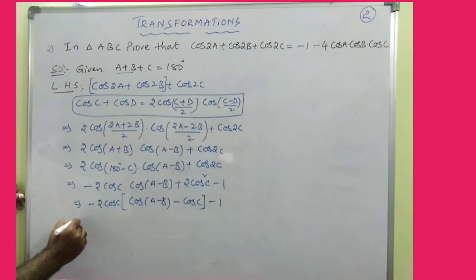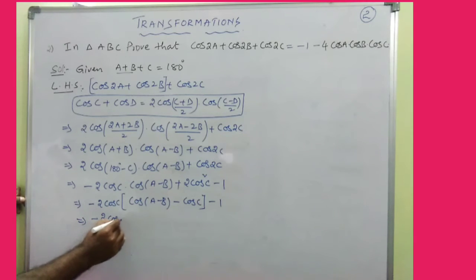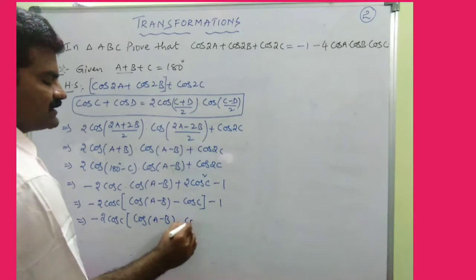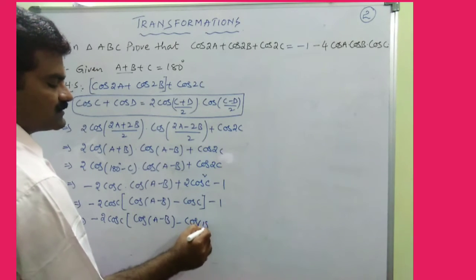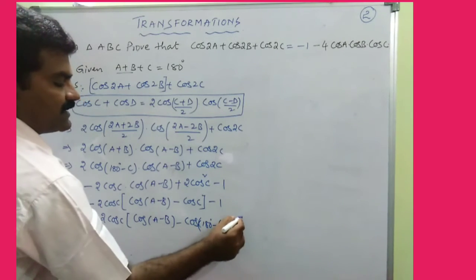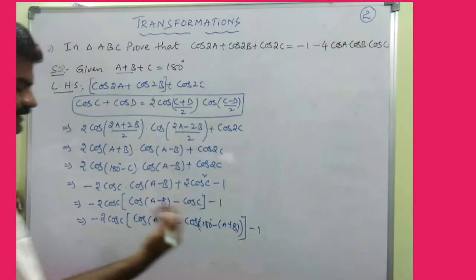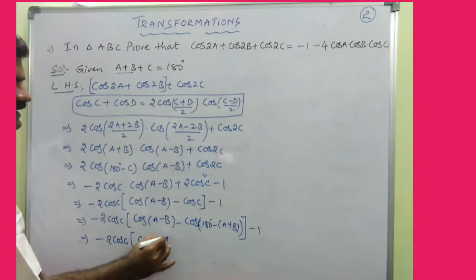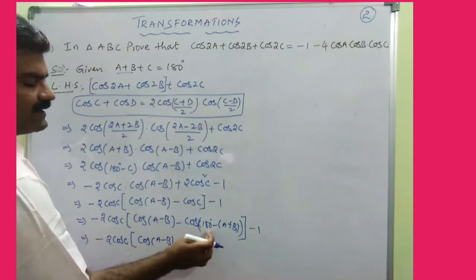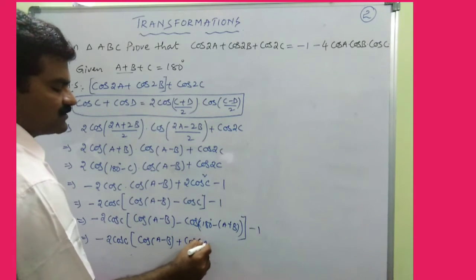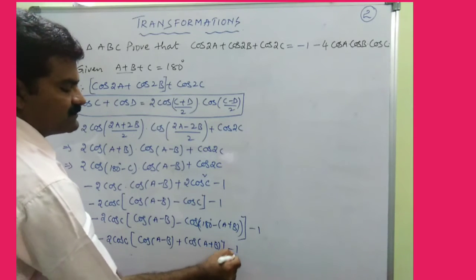Okay, fine. See, now this we can write it as minus 2 cos C into cos of (A minus B) minus cos of C, same as from the above. Can we write it as 180 minus (A plus B)? So please take care about the brackets, close it, and once again minus 1. So now this is minus 2 cos C into cos of (A minus B), and actually 180 minus theta is negative, but minus of minus I can write as plus, which is cos of (A plus B), and this is minus 1.